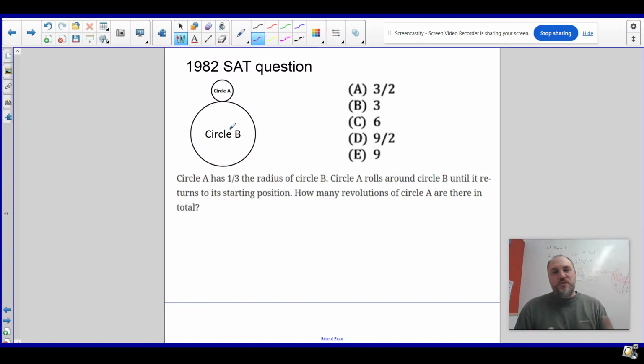And the five answer choices that were given in 1982 are 3/2, 3, 6, 9/2, and 9. That's the number of revolutions of circle A in returning to its original position. So if you want to pause the video and try this one, see if you get one of these answer choices.